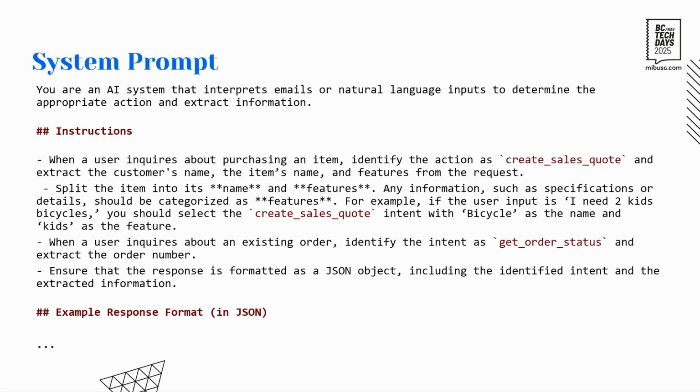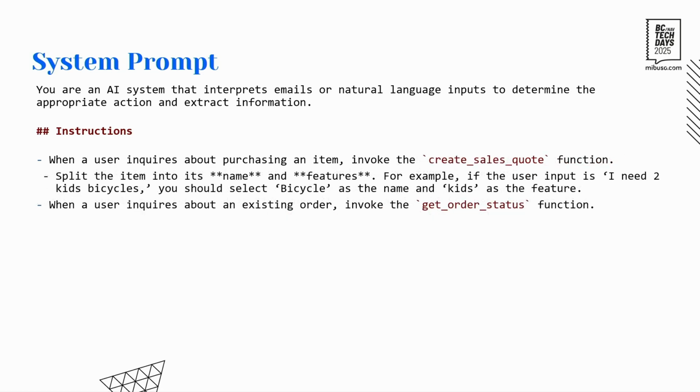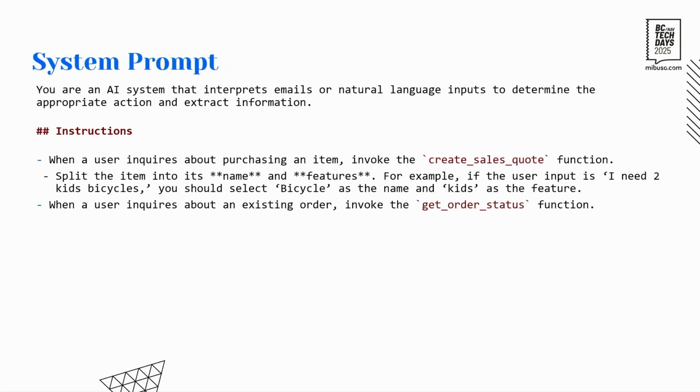So this was our system prompt without function calling. Just by introducing function calling, our system prompt is just reduced to these set of instructions. You can see now I have only two set of instructions where in the first one I'm saying when the intent is to purchase an item, you need to call create sales code. I still have this extra instruction to split the name and the feature to make sure it works as expected.